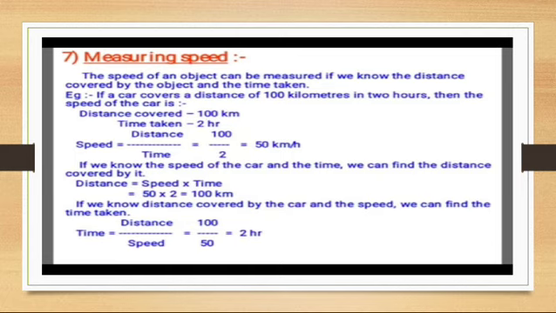If we know the speed of the car and the time, we can find the distance covered by it. Distance is equal to speed into time. If we know the distance covered by the car and the speed, we can find the time taken. So time is equal to distance upon speed.